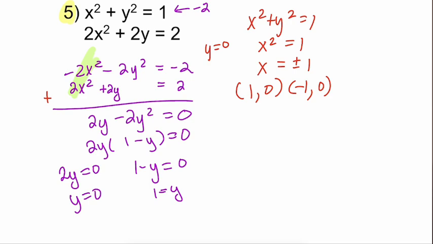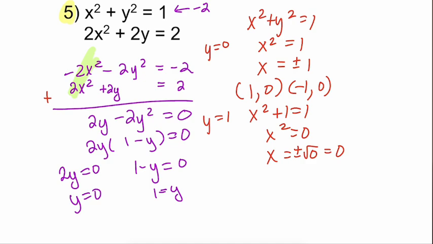Now we still have to plug in a y value of 1. So let's do that. We get x squared plus 1 equals 1. So x squared equals 0. Now when you do plus or minus the square root of 0, you don't get anything but 0, because plus or minus 0, plus 0, minus 0, 0 is 0. So that is the point (0, 1). So this one actually hit in 3 places.